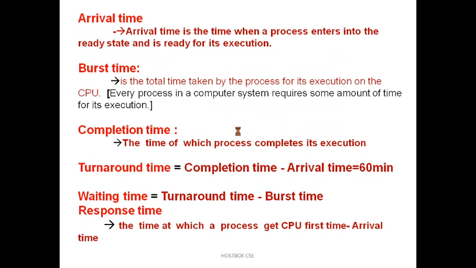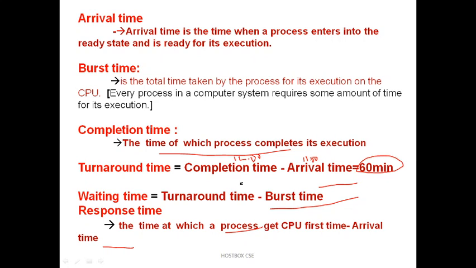So how is turnaround time calculated? Turnaround time is completion time minus arrival time. So that is 60 minutes. Why? Because I completed the process at 12 o'clock and started at 11 o'clock. So in total, how much time am I spending? That is 1 hour, 60 minutes. That is the total turnaround time here.